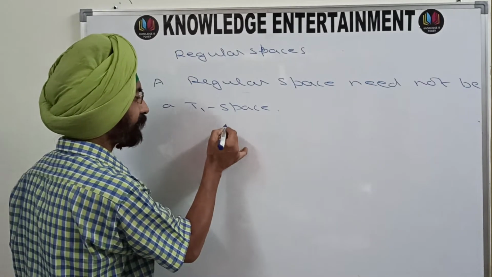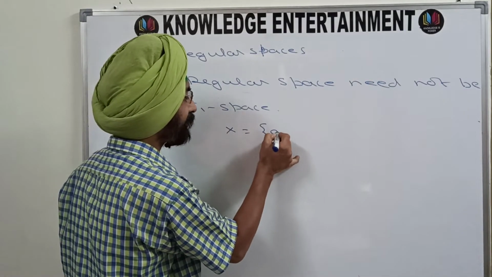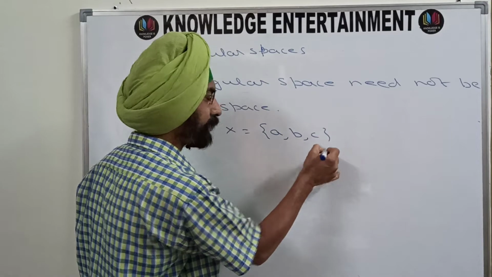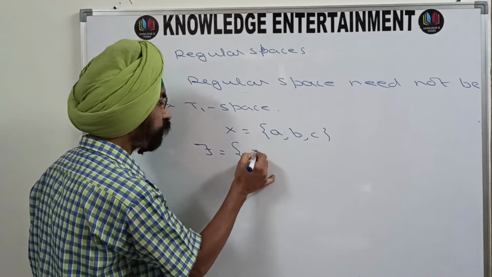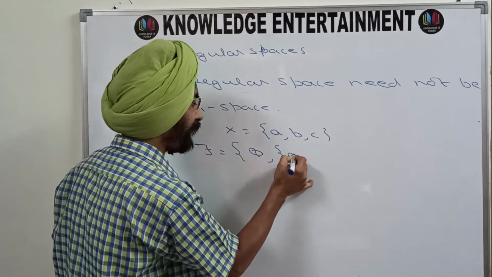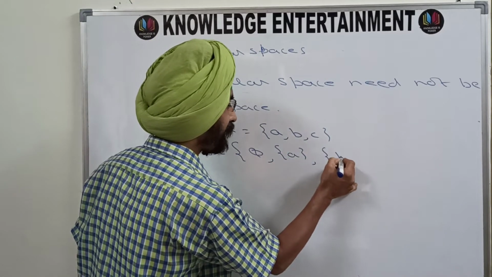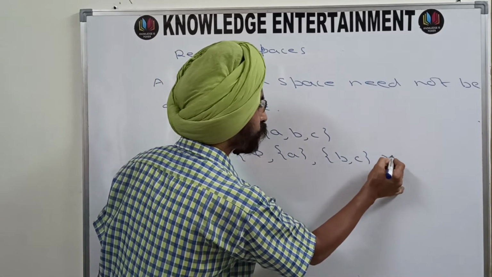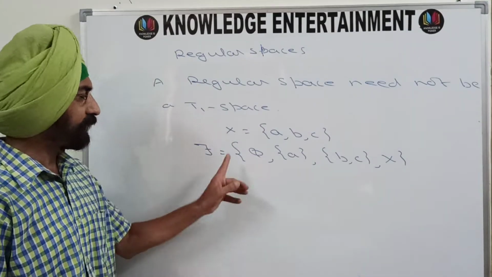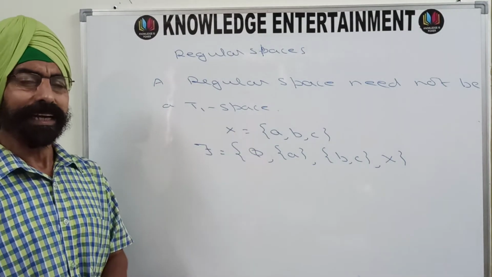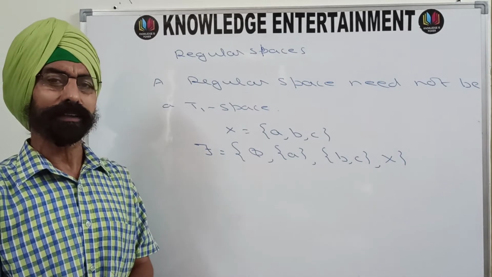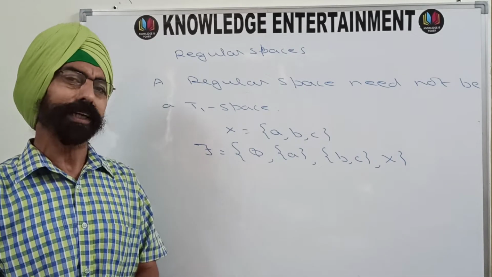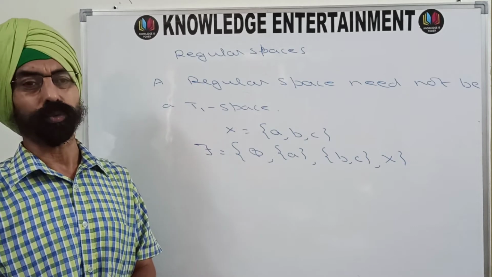You can take the set X as the set containing three elements A, B, C, and you can have a topology on it as phi, the singleton set A, the doubleton set B, C, and the whole set X. Now this is the topology, this is the set, and the good thing is that this topological space is regular, but it is neither T0 nor T1 nor T2.